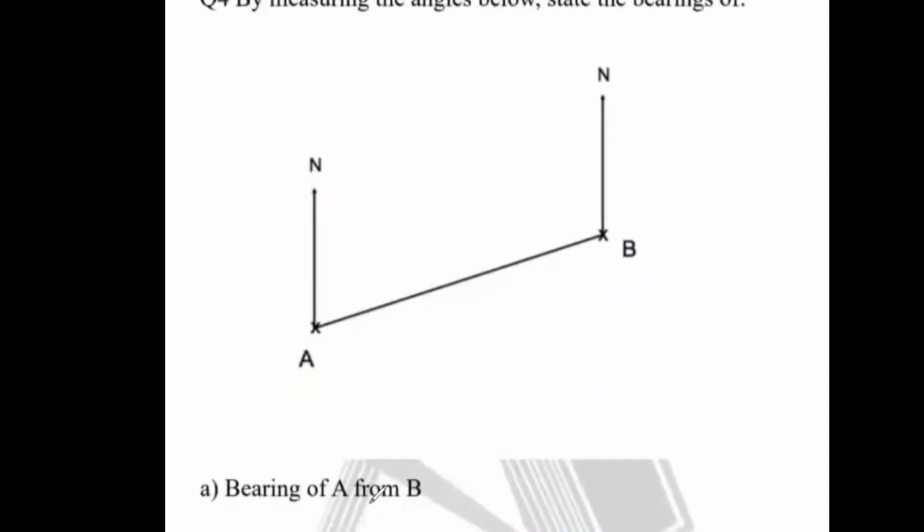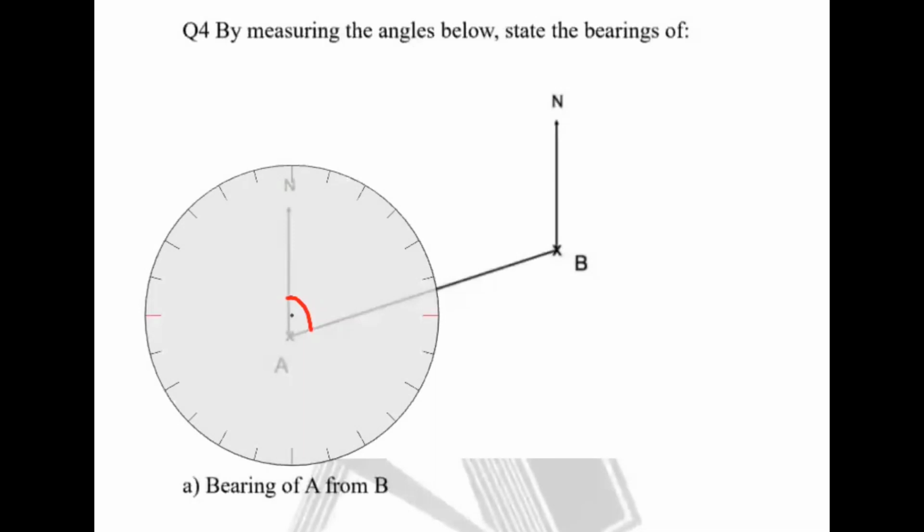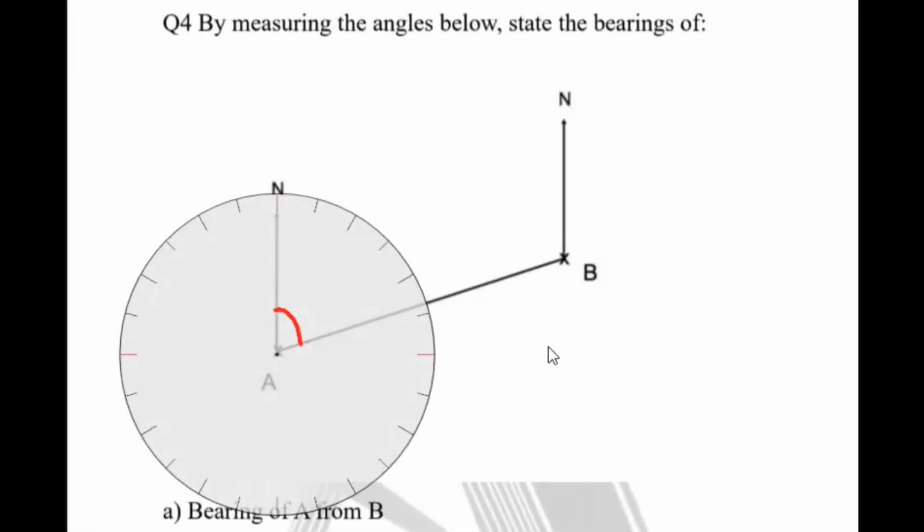Part B says bearing of B from A. From A, that means at A, I have to draw a line pointing towards north. Then from there, I need to move clockwise until I reach B. This one. That means this angle I have to calculate. So if I place the protractor, this is approximately 73 or 72 degrees. Somewhere in between you get this answer.